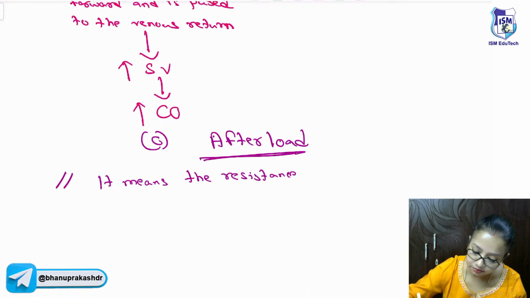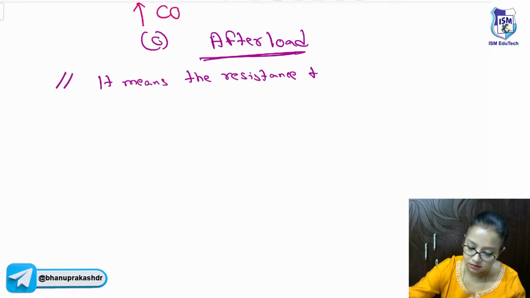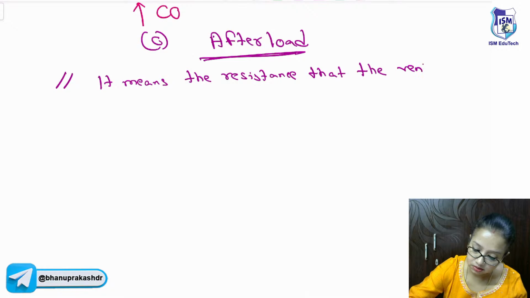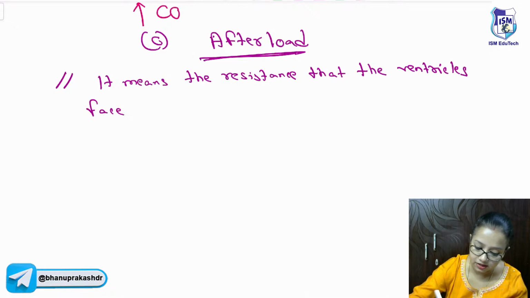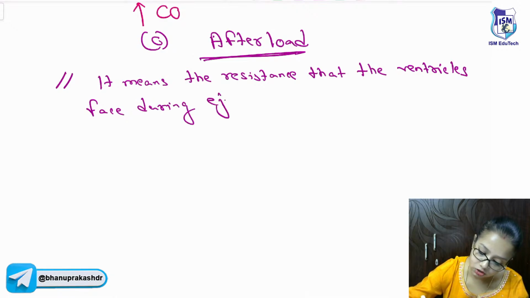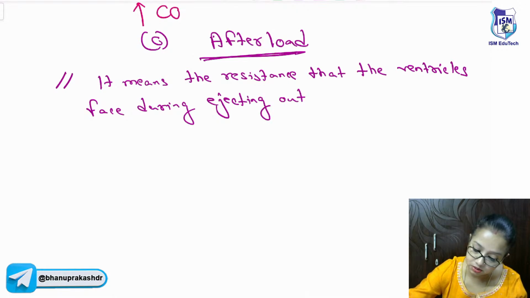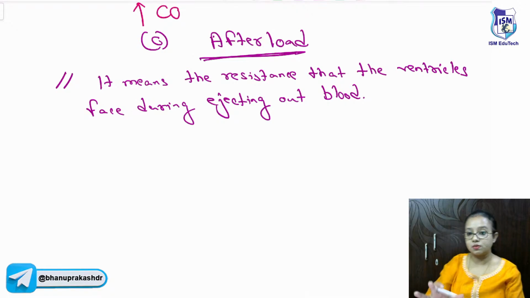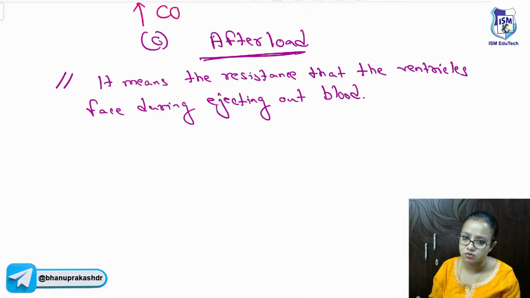resistance that the ventricles face during ejecting or pumping out blood. The resistance is more from the peripheral circulation, because peripheral circulation includes many structures.